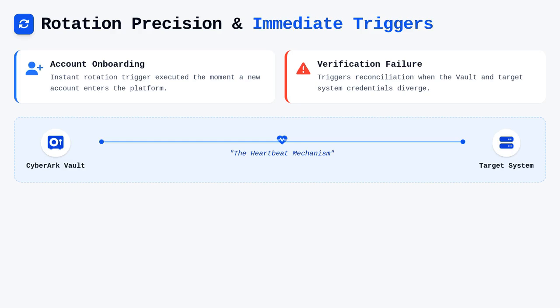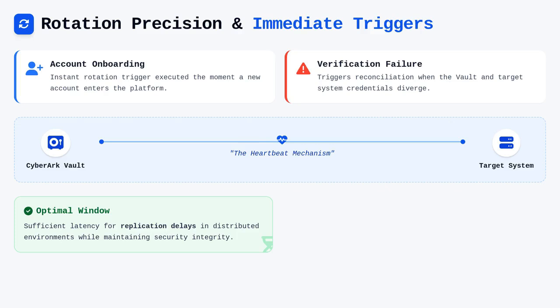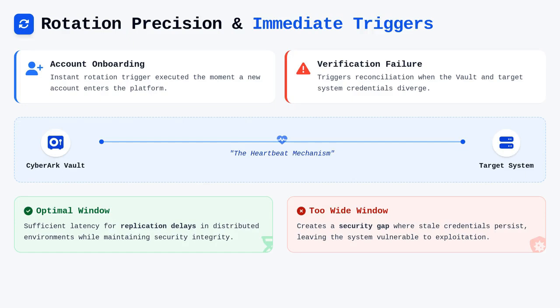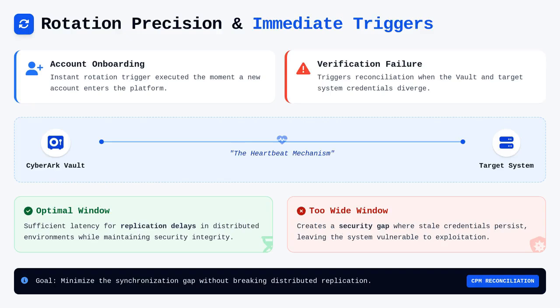When these two values do not match, the synchronization window collapses, and the CPM must intervene to reconcile the discrepancy. You need to configure these windows with enough latency to account for replication delays in distributed environments while remaining tight enough to maintain security integrity. If the synchronization window is too wide, you leave an unnecessary gap where stale credentials persist, which could be exploited while the system waits to verify its state.